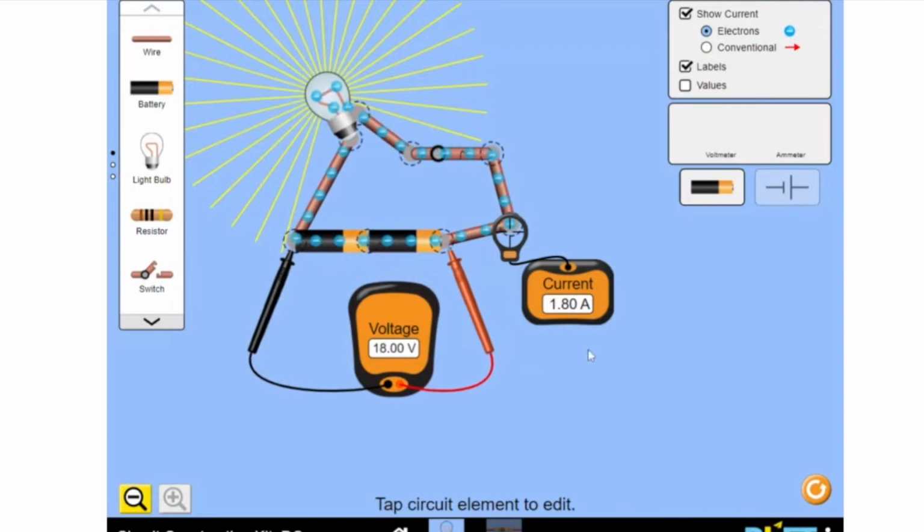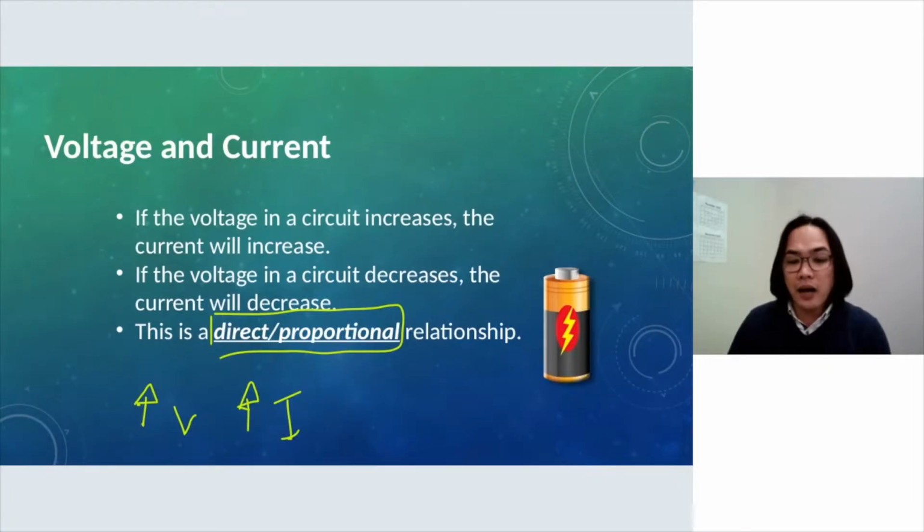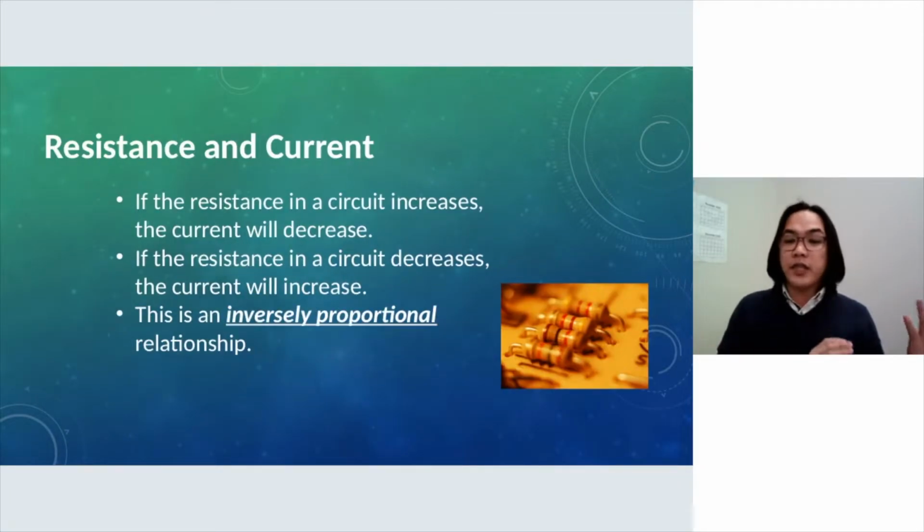Okay, so as you can see, our voltage changes from 9 to 18, meaning there is an increase, it doubles. And your current also, from 0.9, it changes to 1.80. That means to say they are really directly proportional. When voltage doubles, your current will also double. Okay, how about the relationship of resistance and current?